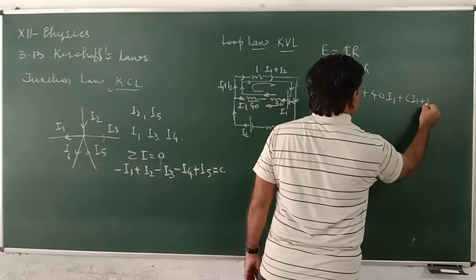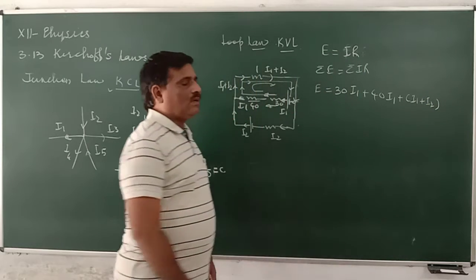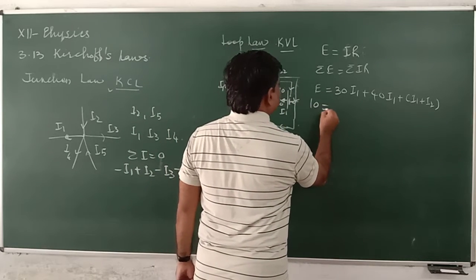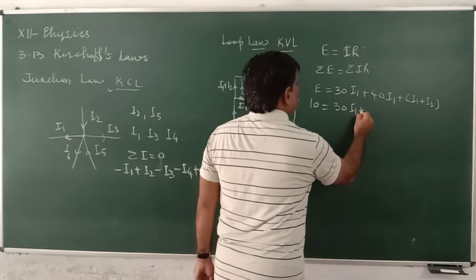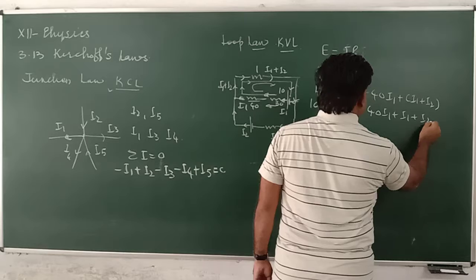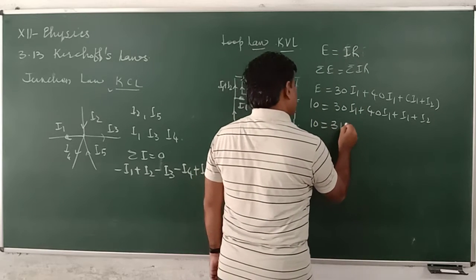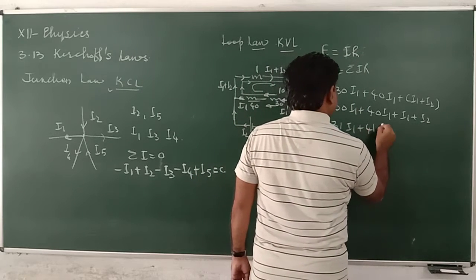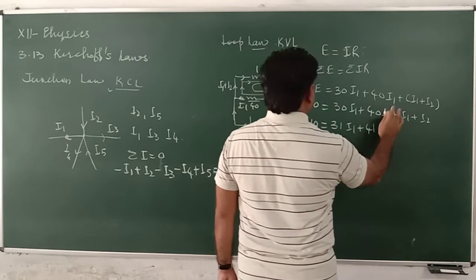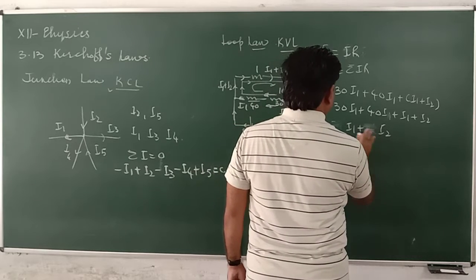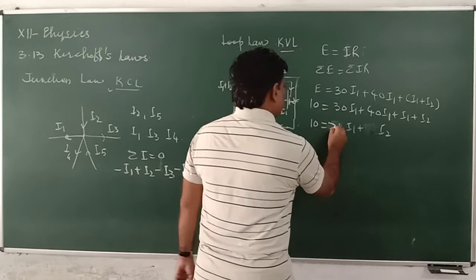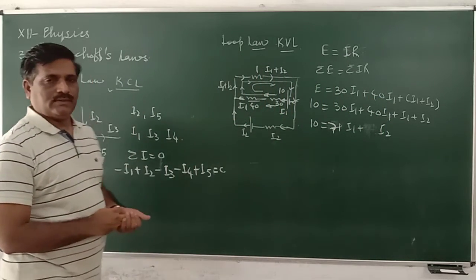In this one also, the current and traced loop direction are the same, so I1 plus I2. We get one equation. Suppose the source is sending 10 volt, then 10 is equal to 30 I1 plus 40 I1 plus I1 plus I2. We get 10 is equal to 71 I1 plus I2. This is one equation we get.